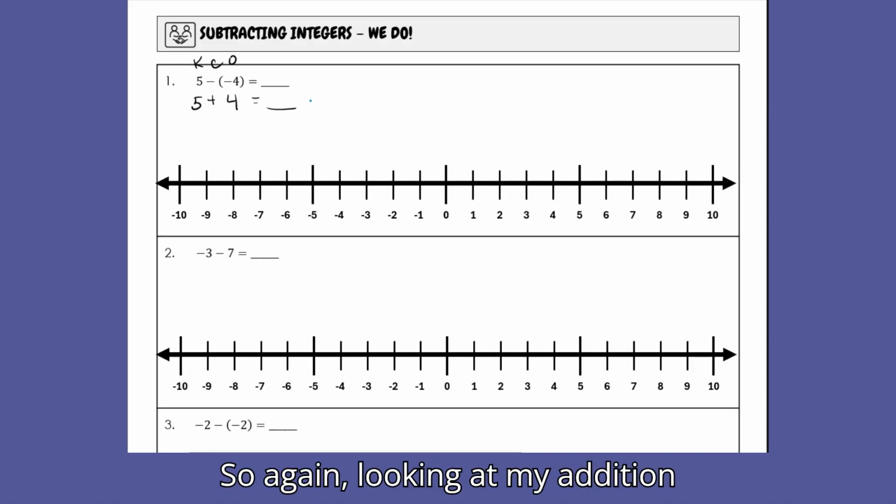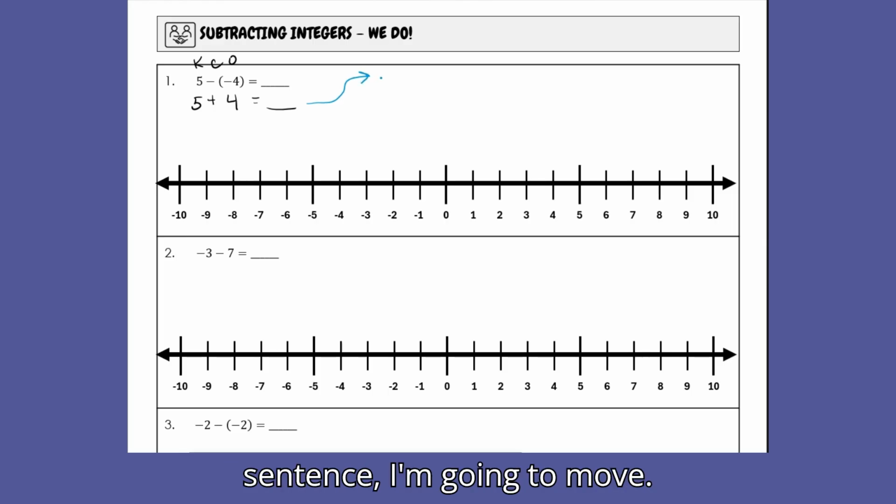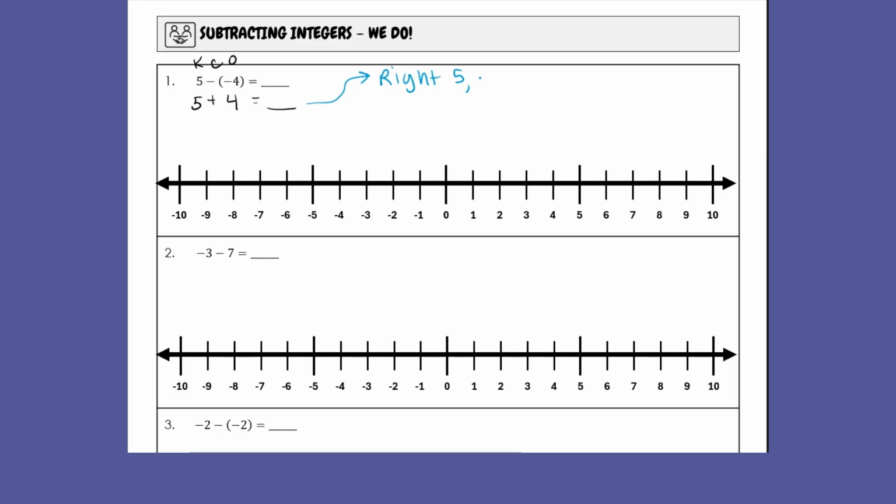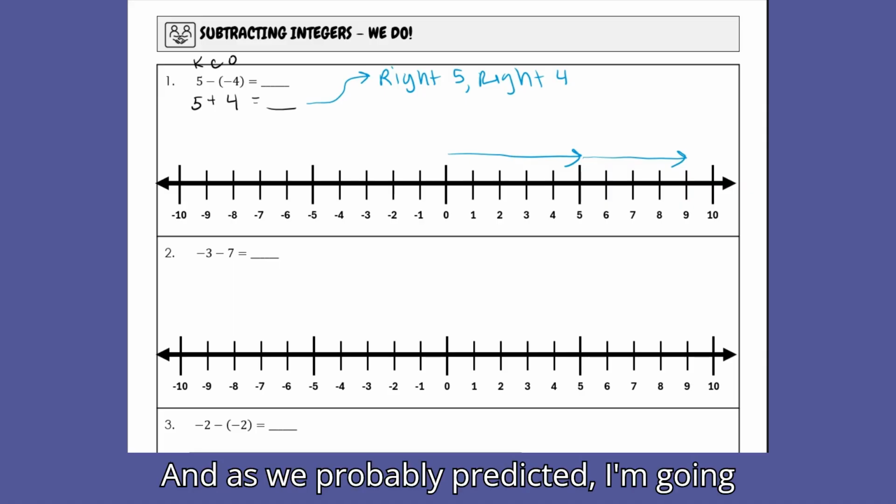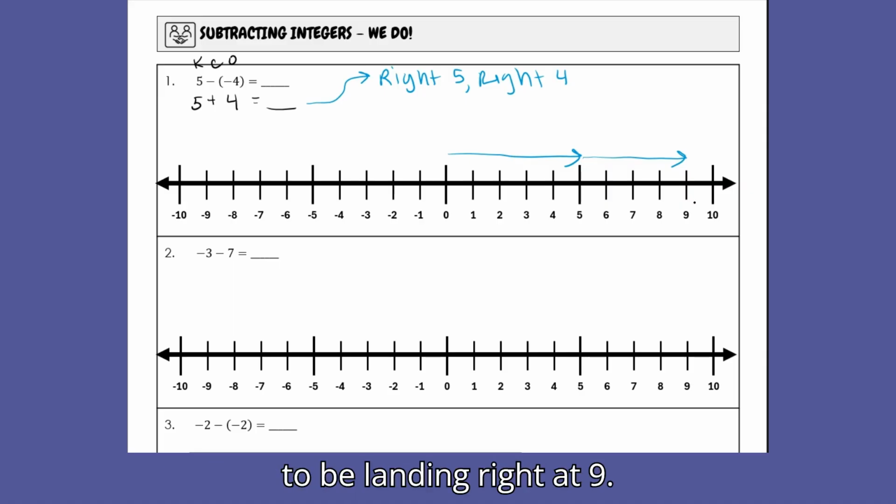So again, looking at my addition sentence, I'm going to move right 5. My second number is positive, so I'm going to move right 4 more. I'm going to start at 0, move to the right 5, and move to the right 4 more. And as we probably predicted, I'm going to be landing right at 9.